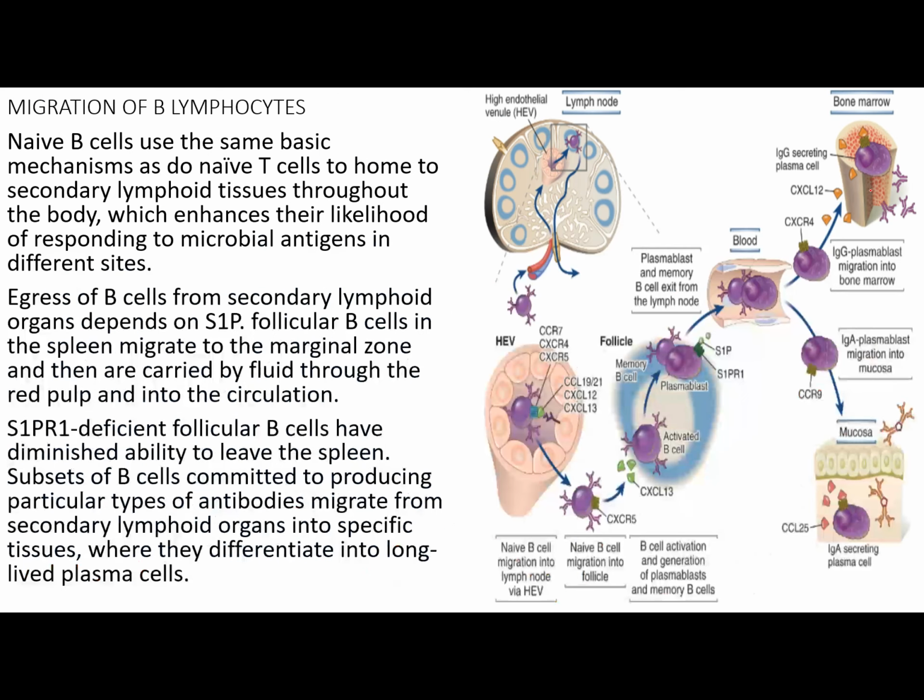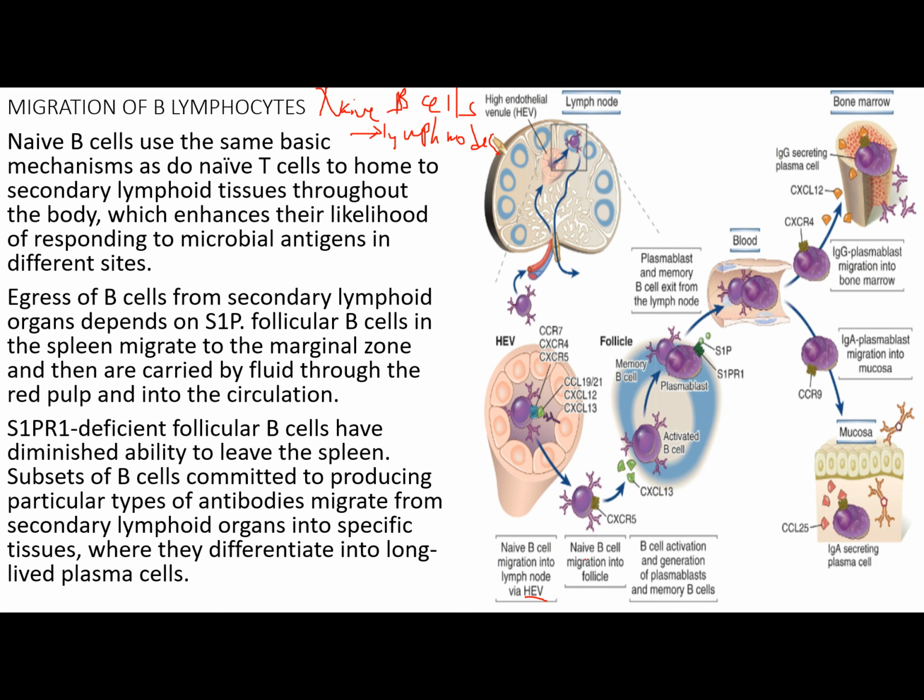Okay, let's continue. Now, we're done with the migration of T cell naman class. Next naman would be the B cell naman. So, naive B cells would use the same mechanism as do naive T cells. So, same lang din sila class. Naive B cell class would also go to the lymph nodes. And they would also enter through the HEV or high endothelial venule.